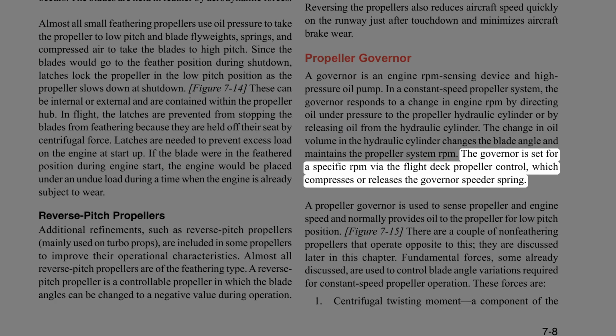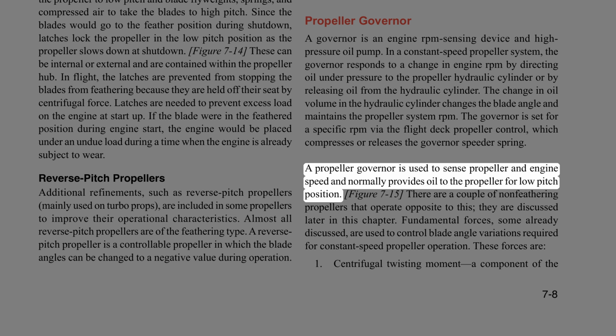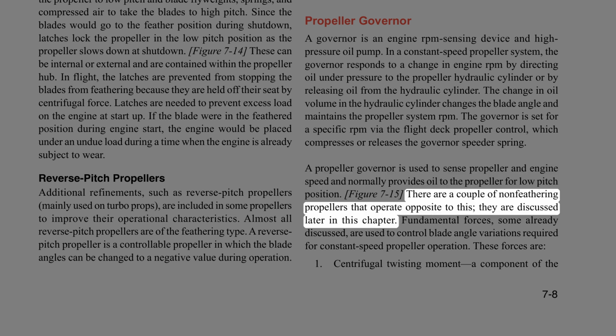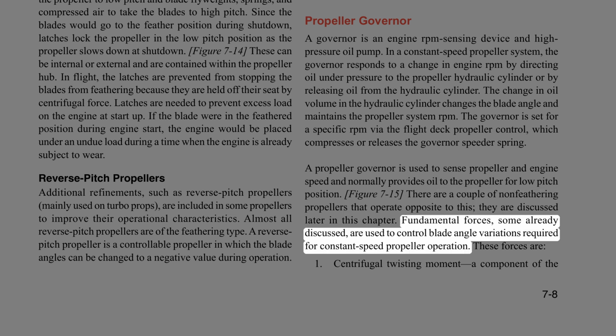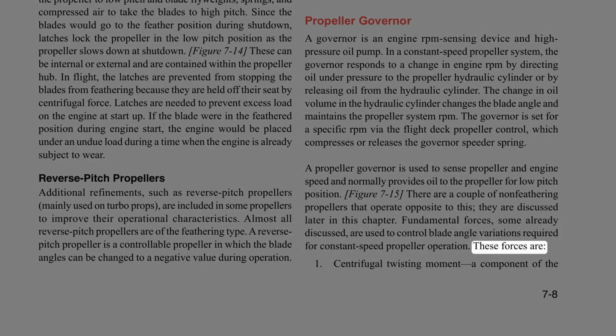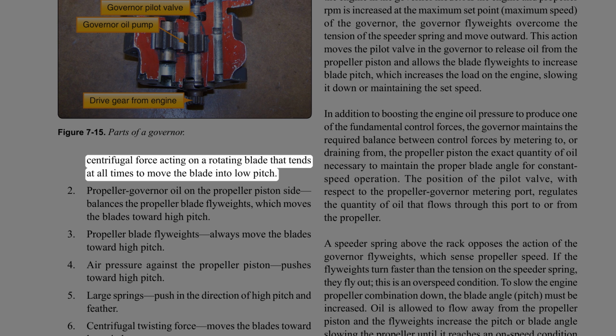The governor is set for a specific RPM via the flight deck propeller control, which compresses or releases the governor speeder spring. A propeller governor is used to sense propeller and engine speed and normally provides oil to the propeller for low pitch position. There are a couple of non-feathering propellers that operate opposite to this. They are discussed later in this chapter. Fundamental forces, some already discussed, are used to control blade angle variations required for constant speed propeller operation. These forces are centrifugal twisting moment, a component of the centrifugal force acting on a rotating blade that tends at all times to move the blade into low pitch.